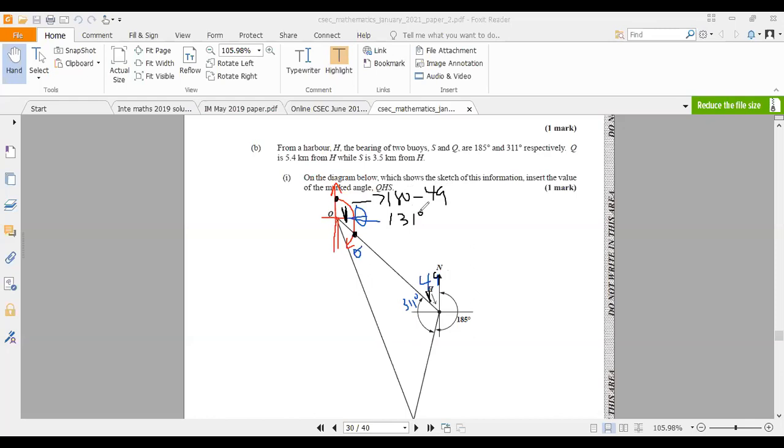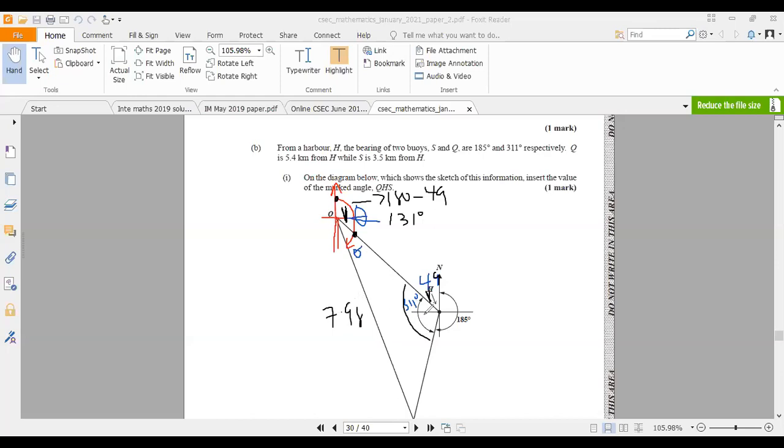Let me go through. We know that the angle right here is 126, and this side here, what do we get for PQ? What do we get for QS? It's 7.98. So here is 7.98. Beautiful. 7.98 right here.